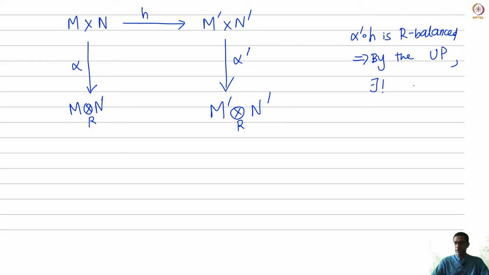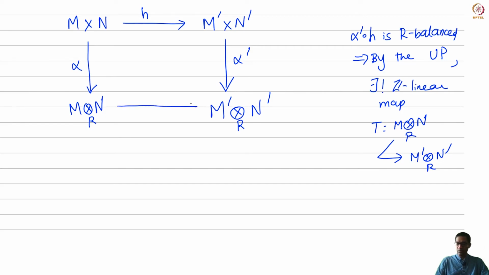Therefore, by the universal property, so I'll abbreviate it to UP, there exists a unique map. Well, this is now a Z linear map. It's a unique Z linear map. Let's call it T from M tensor N to the target such that this diagram commutes. So there is a map here T such that the diagram commutes. So in other words, T alpha is the same as alpha prime H. Okay, so I'm just using the universal property of the tensor product.